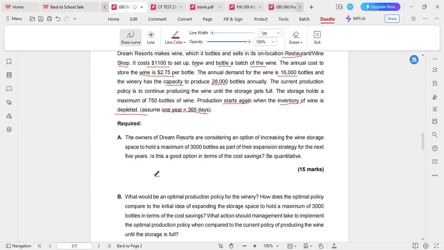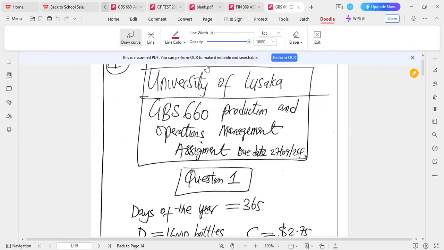Required: the owners of Dream Resorts are considering an option of increasing the wine storage space to hold a maximum of 3,000 bottles as part of their expansion strategy for the 5 years. Is this a good option in terms of cost saving? Be quantitative. Okay, so we can now get down to write the solution.